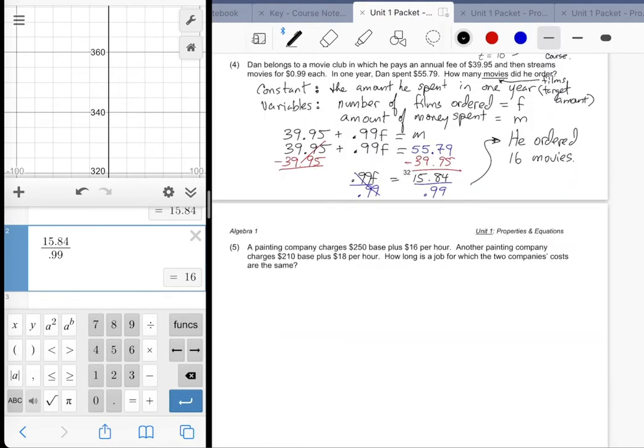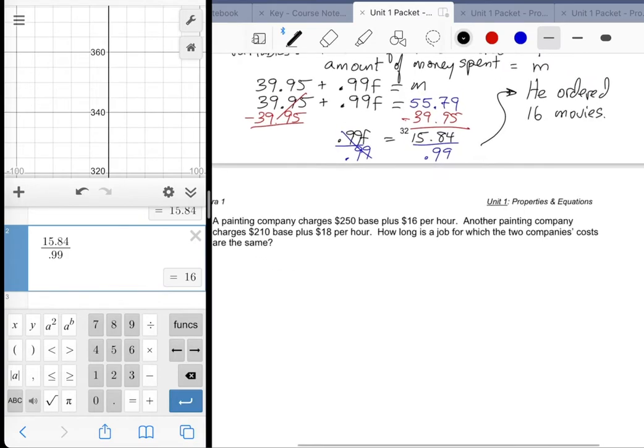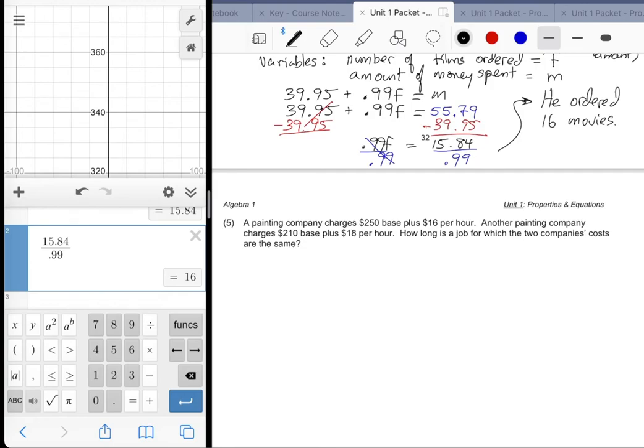Riveting and stimulating. A painting company charges $250 base plus $16 per hour. Another painting company charges $210 base plus $18 per hour. All right, how long is a job for which the two companies cost the same? Costs are the same. So we have two companies. We'll call them Company 1 and Company 2.